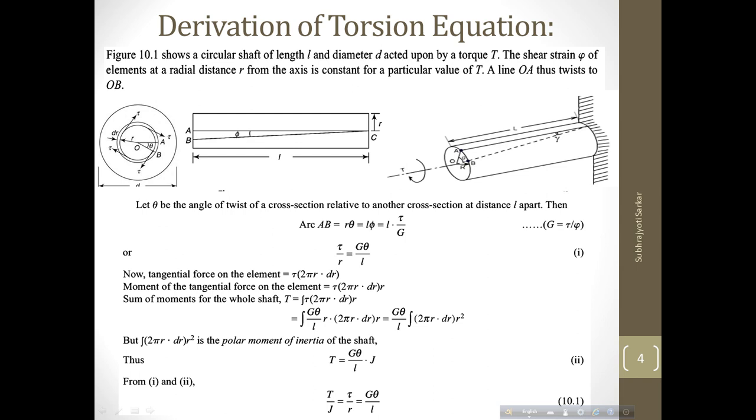Suppose this distance is OA. For an angle of twist theta, it will move from A to B. So the line OA will twist by an angle theta, which is called the twist angle, and it will move to the OB position. So there is an arc AB generated, which you can see. This arc is equal to how much? It is the product of the radius R and the twist angle theta, obviously.